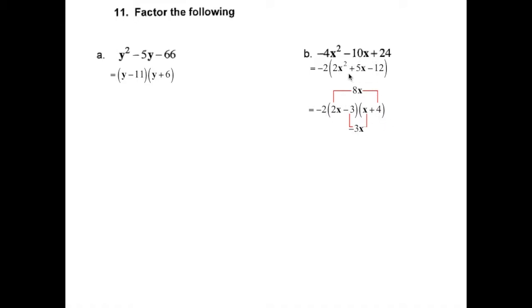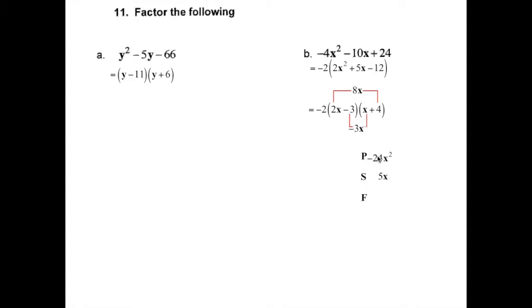The other method we could have used is decomposition, or the PSF method. So I'm just looking at the 2x squared plus 5x minus 12. The P would be the product of the first and last terms, which is negative 24x squared. The S would be the middle term, which is 5x, and the two factors. So we're looking for two numbers that multiply to give negative 24 and add to give 5.